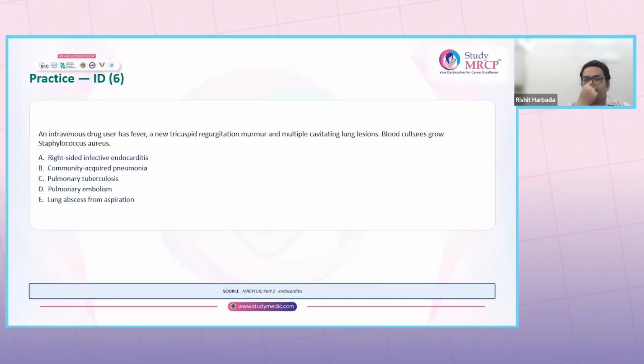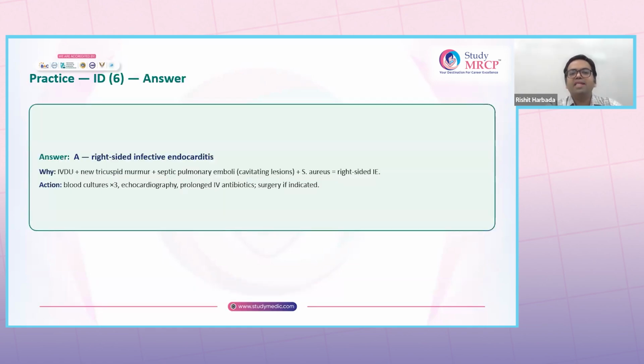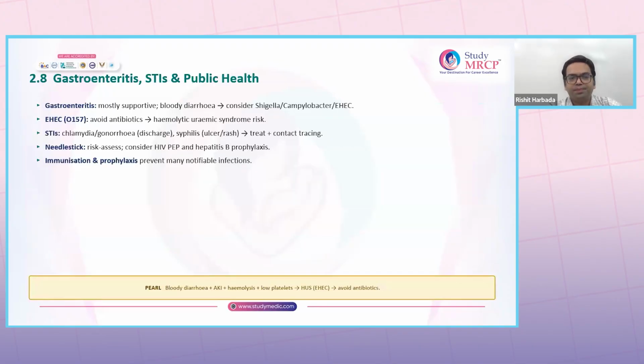Okay, the next question is: an intravenous drug abuser has a fever and a new tricuspid murmur with multiple cavitating lung lesions. The blood cultures show Staph aureus. So always think about option A, right-sided infective endocarditis. Here the lesions will only go into the lungs. Okay, so they will have lung lesions, drug abuse, new tricuspid murmur, and Staph aureus, right-sided. You have to take 3 sets of blood cultures, echocardiography, prolonged IV antibiotics, preferably 6 weeks, and surgery.